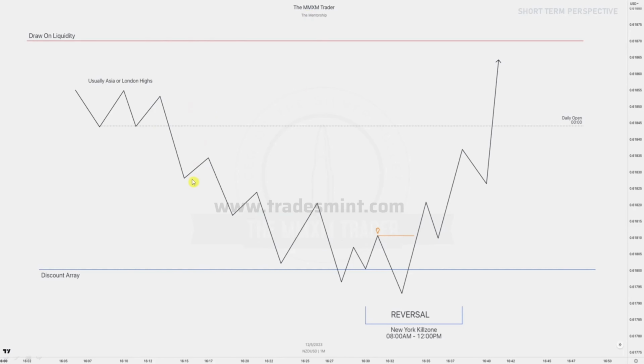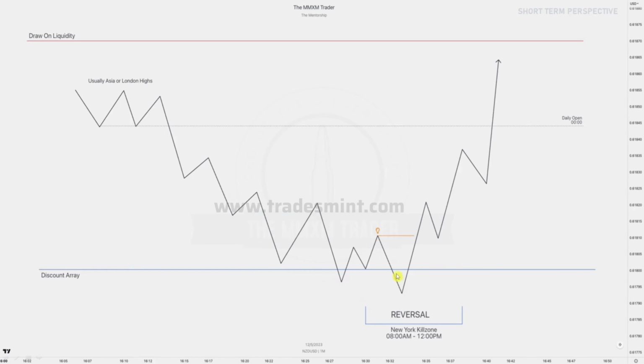So with a market maker buy model, we identified that original consolidation. We've got also those equal highs, right? Or failure swings up here. So we have a clear draw on liquidity for this one. And then we wait for that discount array to happen in that specific time zone. So 8 a.m. to 12 p.m. This is where the reversal can occur.